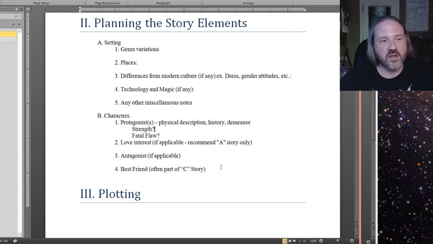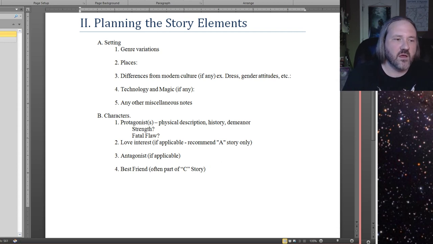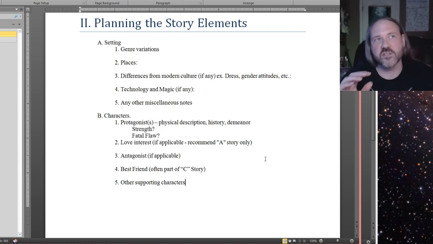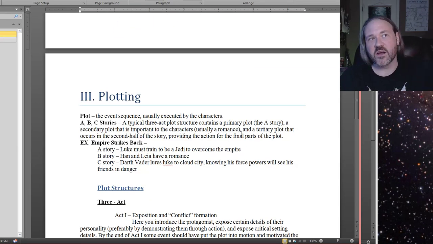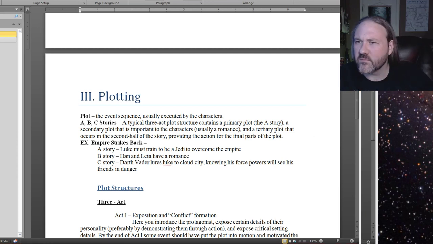And then, of course, any other characters you're going to have, other supporting characters. And you don't have to have these. You can break all the rules. So other supporting characters in Star Wars would be like Obi-Wan, right? All that kind of stuff. I tend to just list characters and I can refer back to them as much as I want.